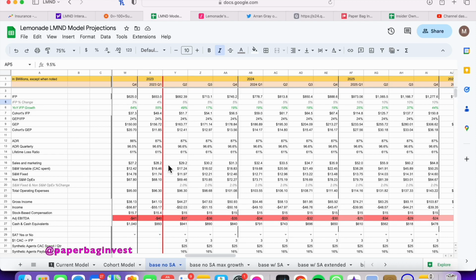In this video, we want to look at my cohort-based model and try and answer two questions. Will they become profitable? And if they will, when might they become profitable? We'll be playing with some of the key variables and understanding their effect on when Lemonade could become profitable.